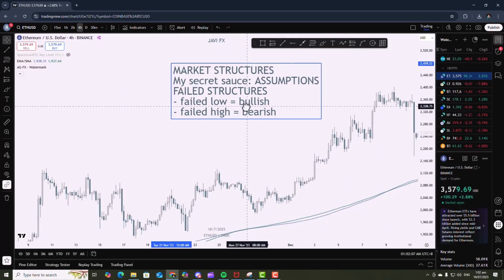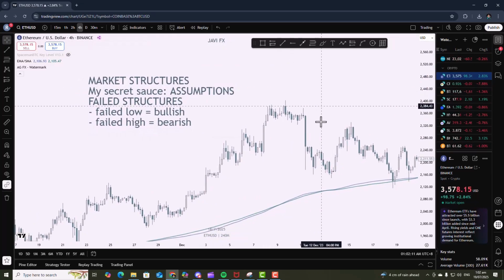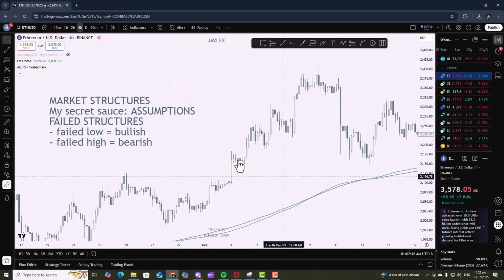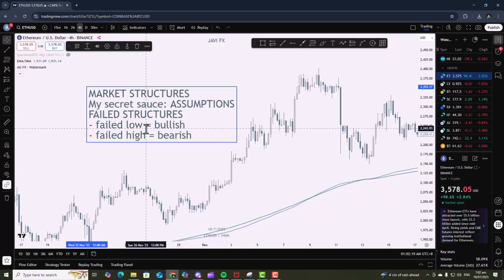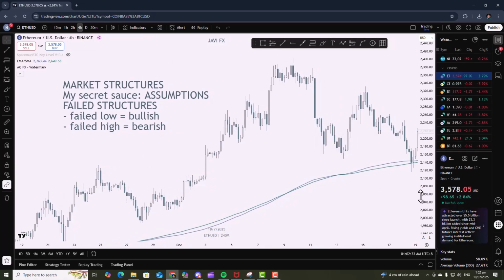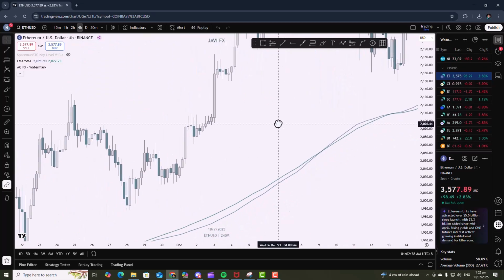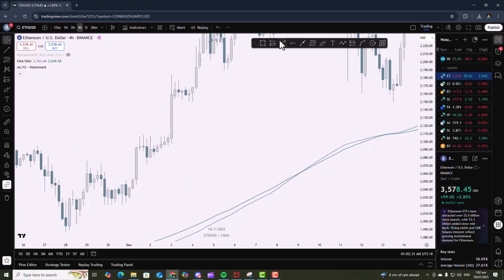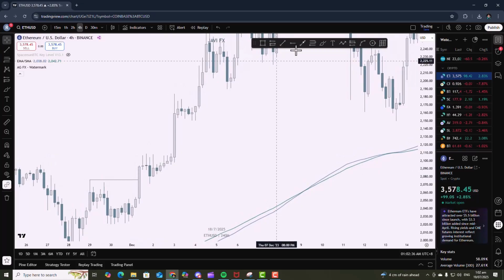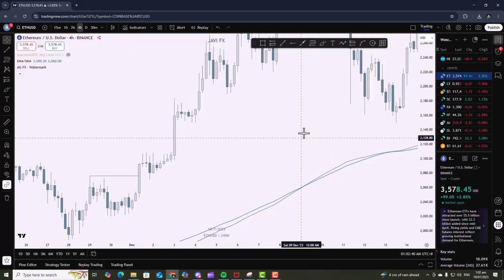Let's bring in our trusty secret sauce. Okay. So without strategy, without anything, let's just identify structure. Okay. So let's say we see this candle body, right? Body equals continuation. Okay.